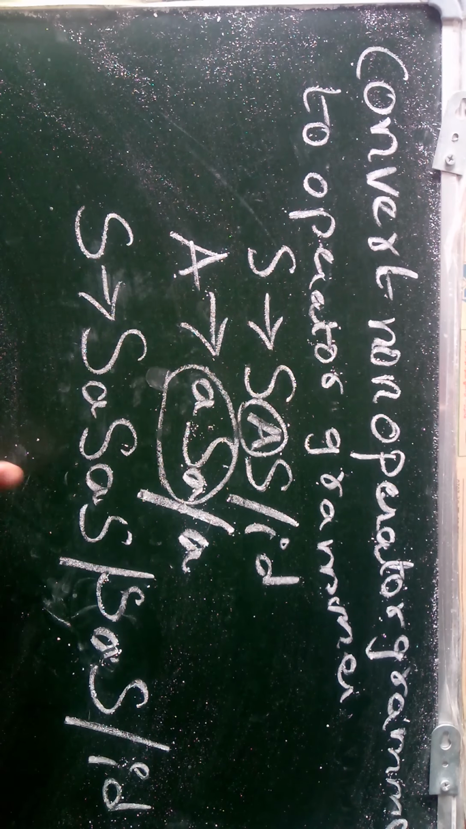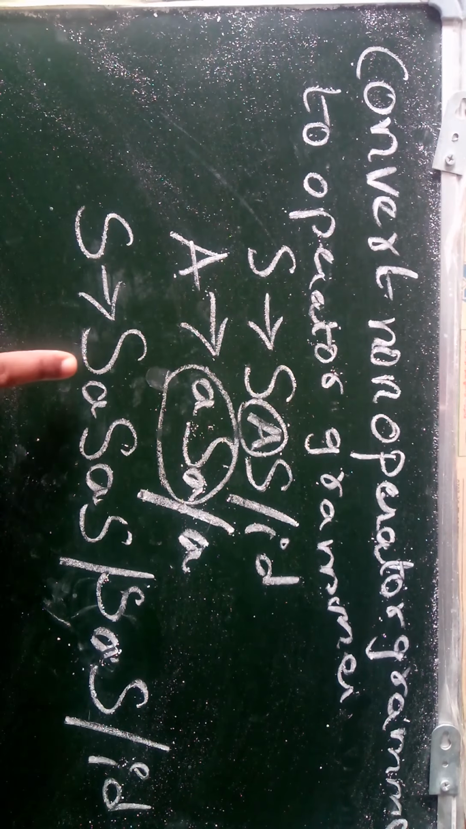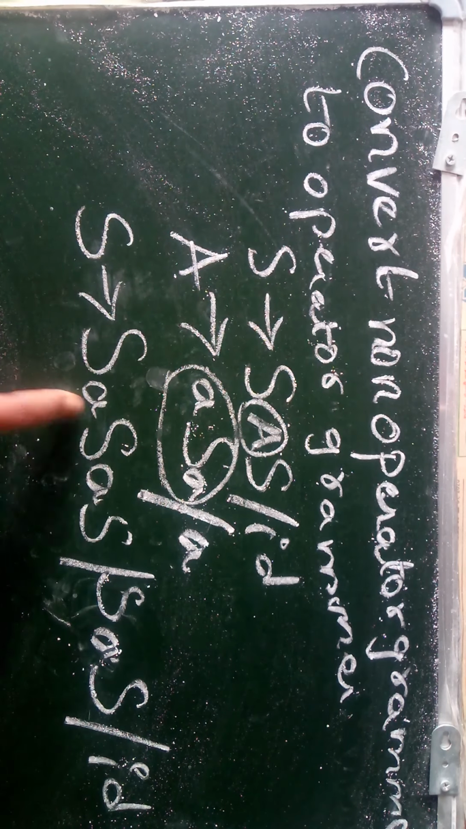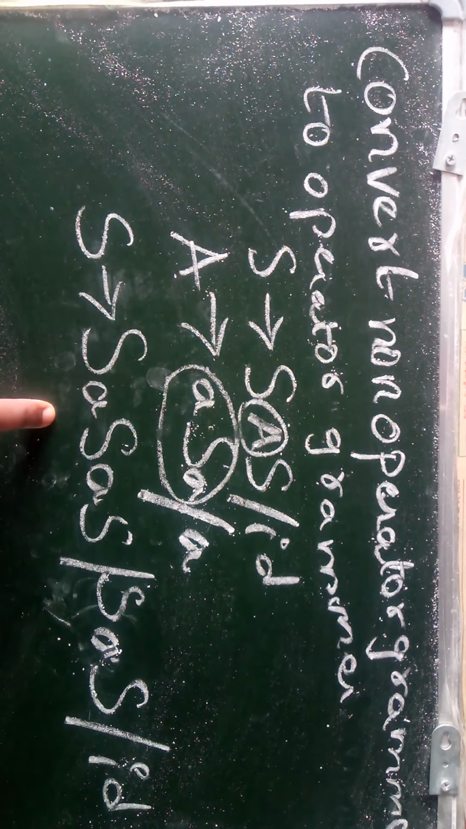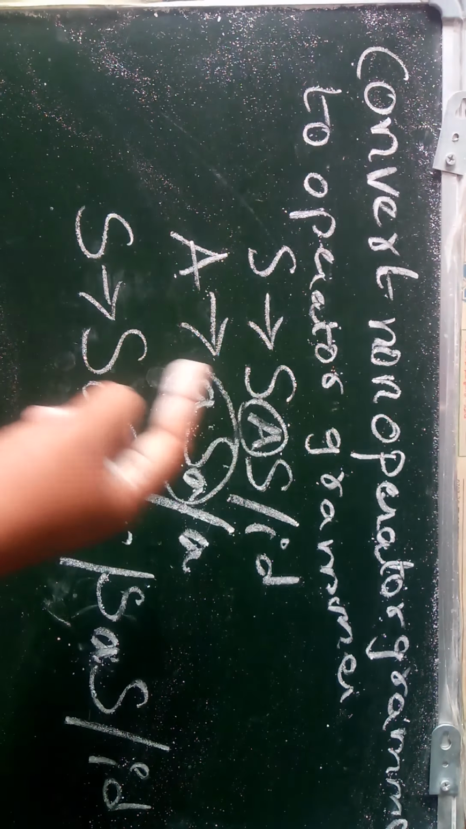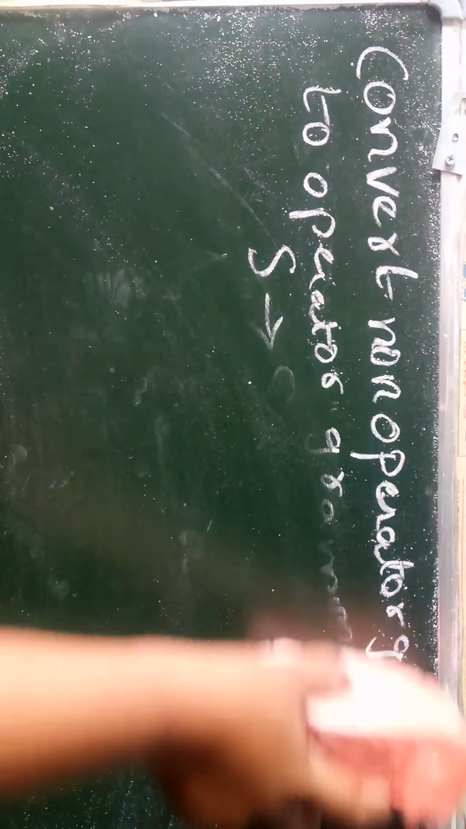Now the non-operator grammar became an operator grammar. Here there are no continuous variables. That means capital S, small a, capital S, small a: non-terminal, terminal, non-terminal, terminal. No continuous variables are here. So this is called an operator grammar. We took a non-operator grammar and converted it to an operator grammar. Let us take a problem for better understanding.